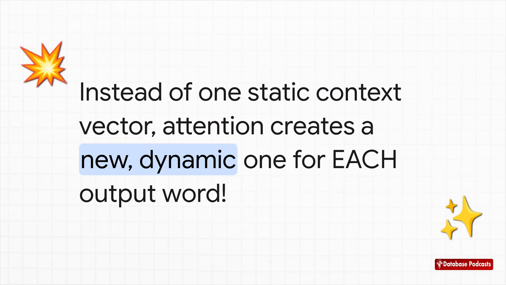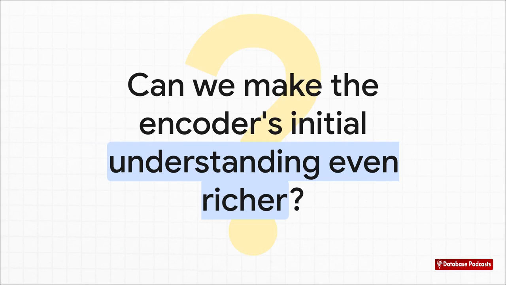And this right here, this is the absolute game changer. We're moving away from one static context vector for the entire sentence to a dynamic, specially made context vector that's created fresh for every single word in the translation. It's like giving the translator a spotlight that they can shine back and forth on the original text as they work. Okay, so our decoder just got a massive upgrade. It's got this new superpower of focus.